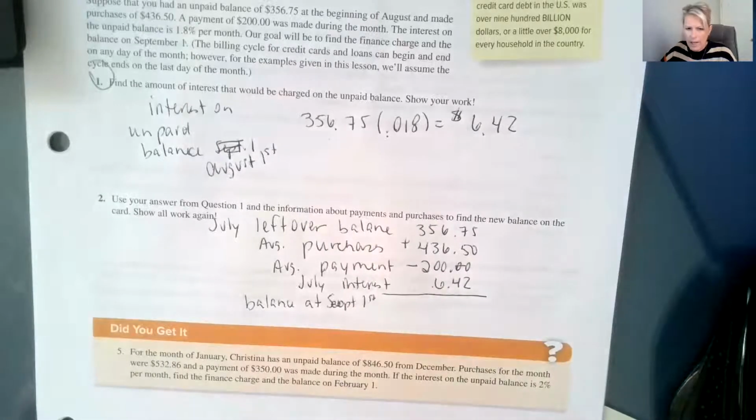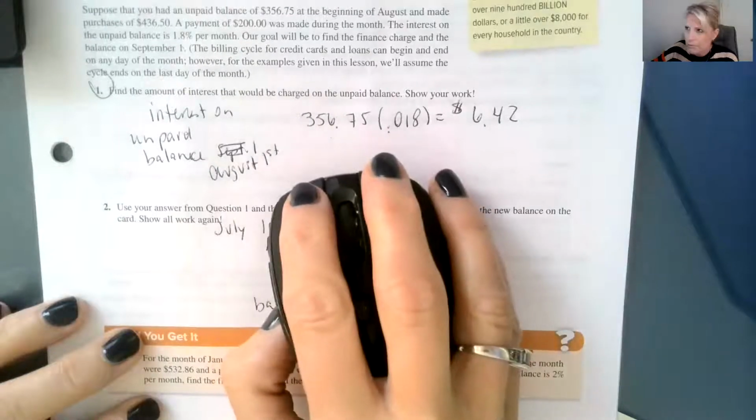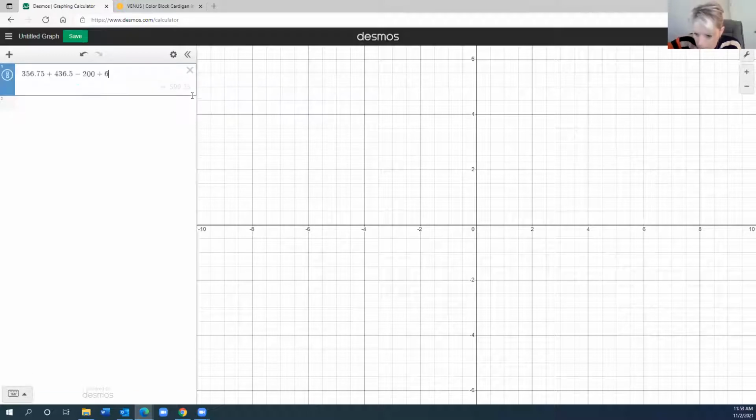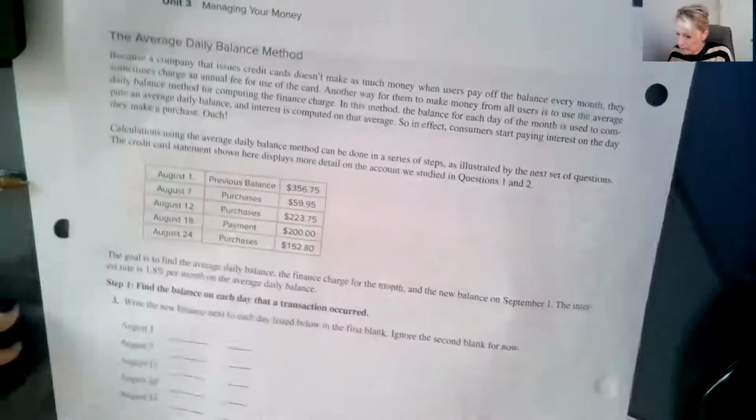Okay, so we're going to add all of this up, and I'm going to do this in Desmos to show you. We'd have $356.75 from July, plus the new purchases in August of $436.50, minus the payment in August, plus the interest from July. So my balance on September 1st would be $599.67. So I better pay that or I'm going to get more interest, and we don't want that. That's our unpaid balance method.